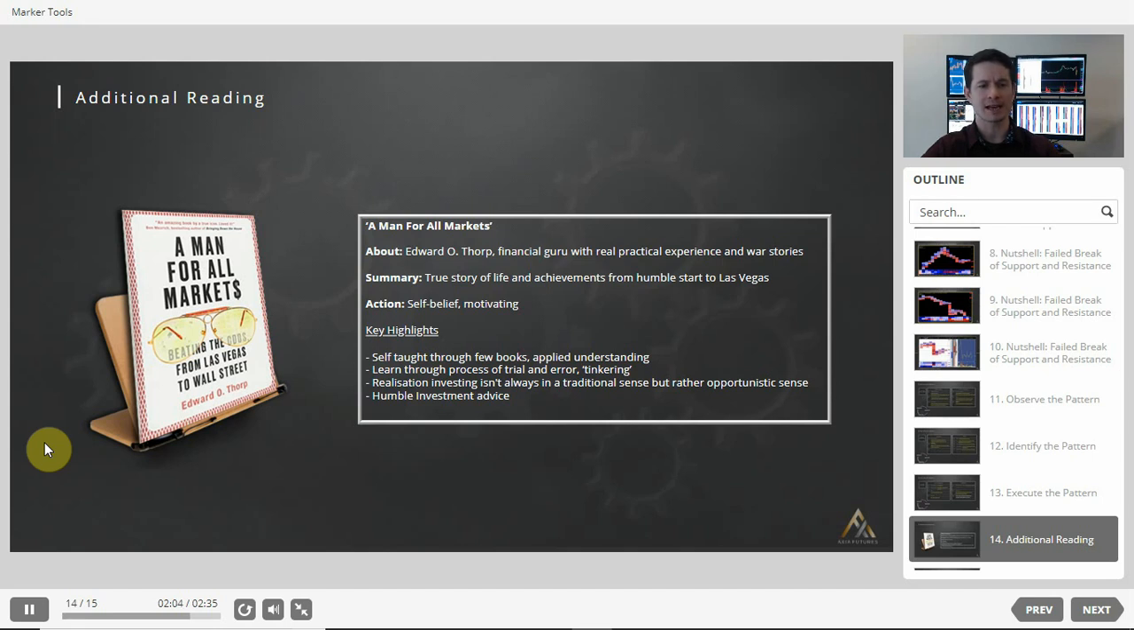Then realization that investing isn't always in the traditional sense of, buy value or, buy the breakout, etc., etc. It's got more to do with opportunity. And that's why, as a little secret, I'm not going to give it all away, but when we get to the bonus section, we are going to focus a little bit more on the latest craze of Bitcoin. Then in terms of, obviously, the last highlight is he does give really good, humble investment advice. Okay, let's now wrap up, talk about the drills, and finish out Unit 8.